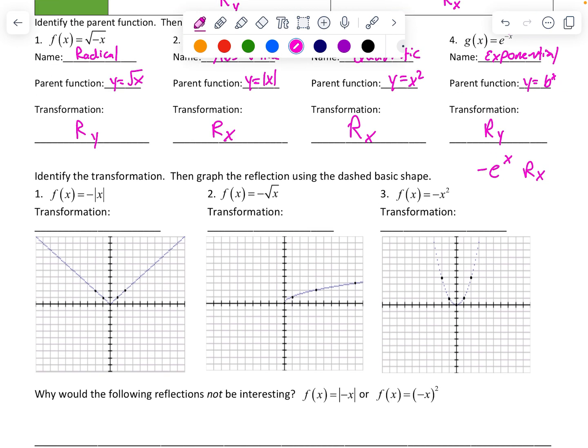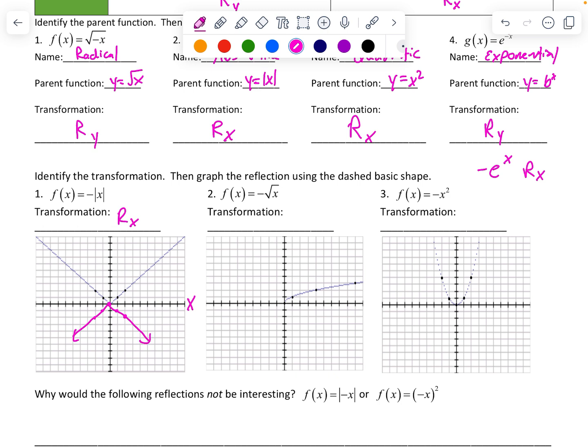So looking at a graph, it says identify the transformation, then graph the reflection using the dashed basic parent function. So this first one, I see the negative on the outside, so that tells me reflection across the x. So this is my x-axis. So we're going to reflect those points across the x-axis. So the one on the origin stays on the origin, and the other points are all going to go the same distance across the x-axis. So that is a reflection across the x-axis.